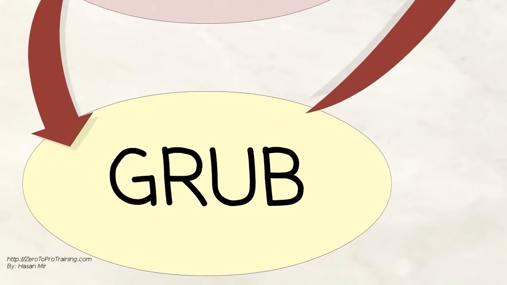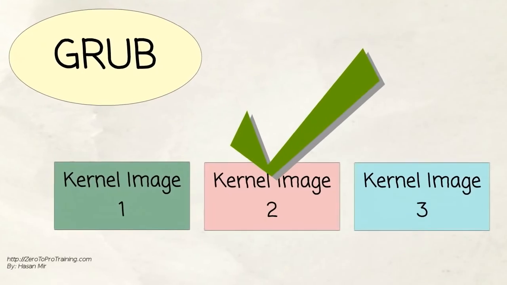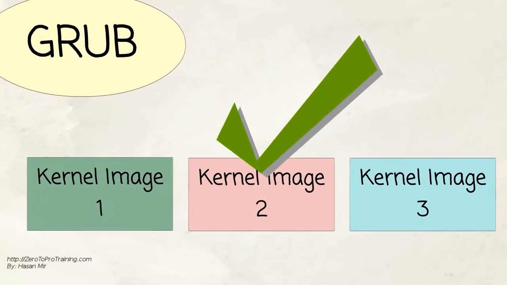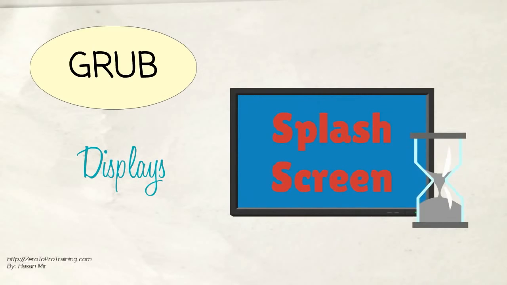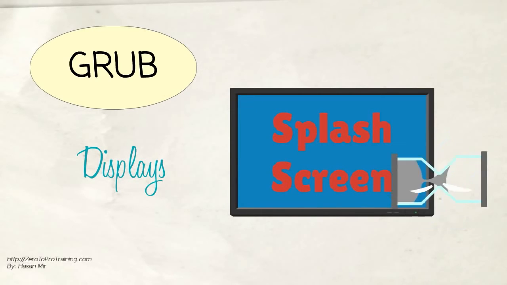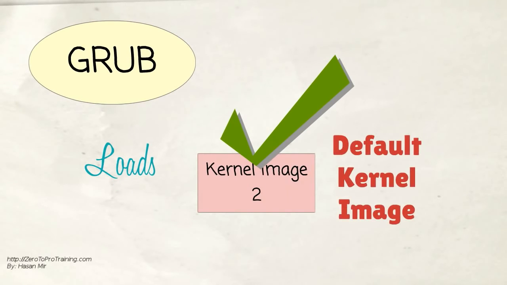Now let's talk about grub. Grub stands for Grand Unified Bootloader. If you have multiple kernel images installed, then you can choose which one to be executed. It displays a splash screen and waits for a few seconds. If nothing is entered, it loads the default kernel image, as specified in the grub configuration file.